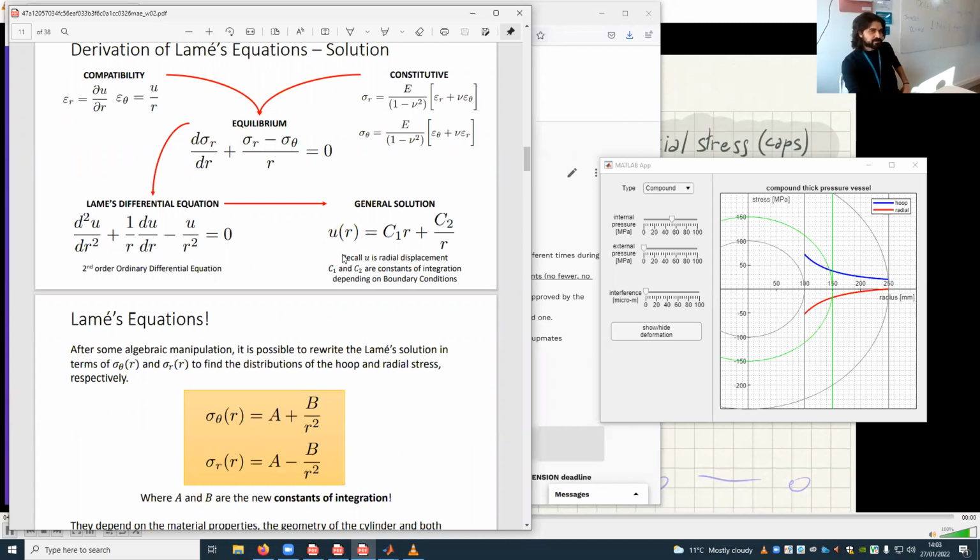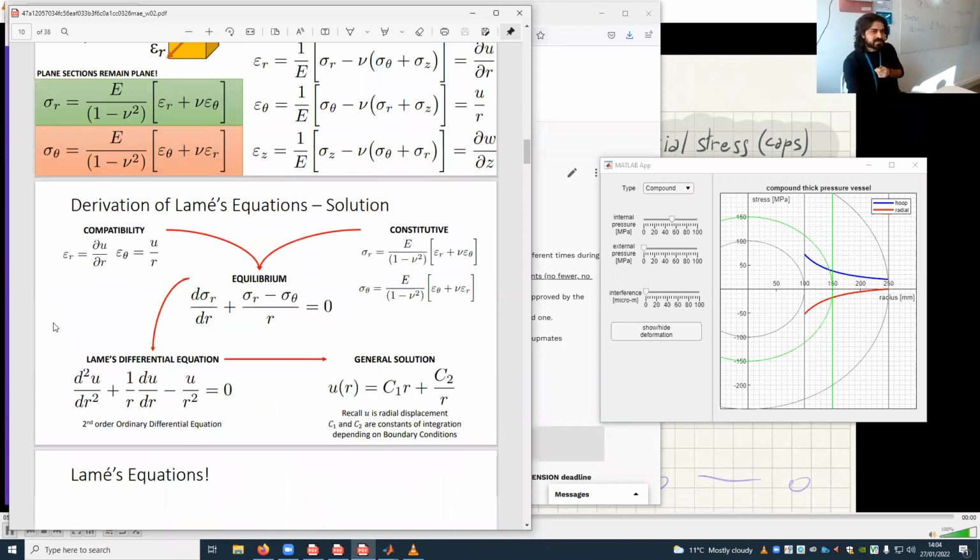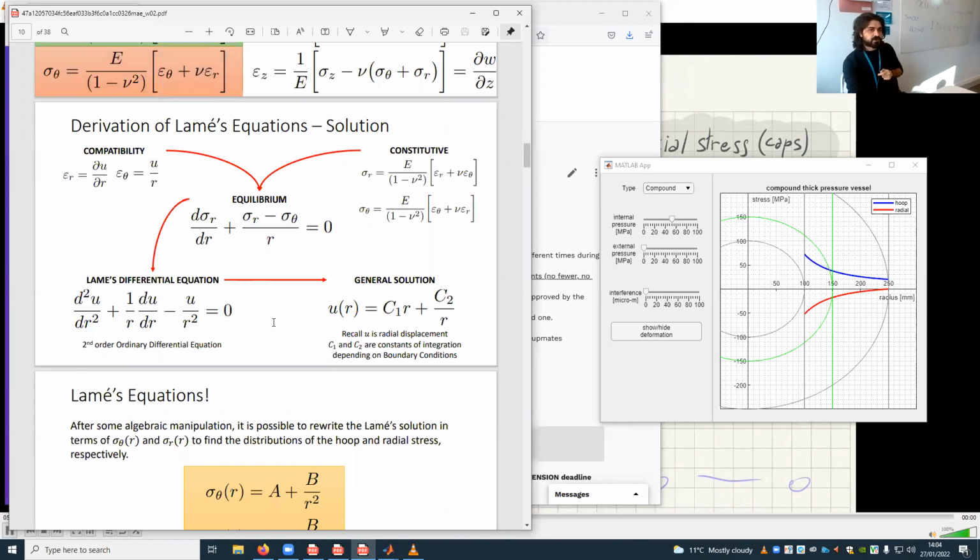Now, this U, as defined, is the radial displacement of one fiber of material. Every fiber of material, every arc here, has its own U associated. So U is a function of the radius. At every radial coordinate you have a different fiber, and each of these fibers moves according to this differential equation. If you solve it, you get that the radial displacement looks like this.